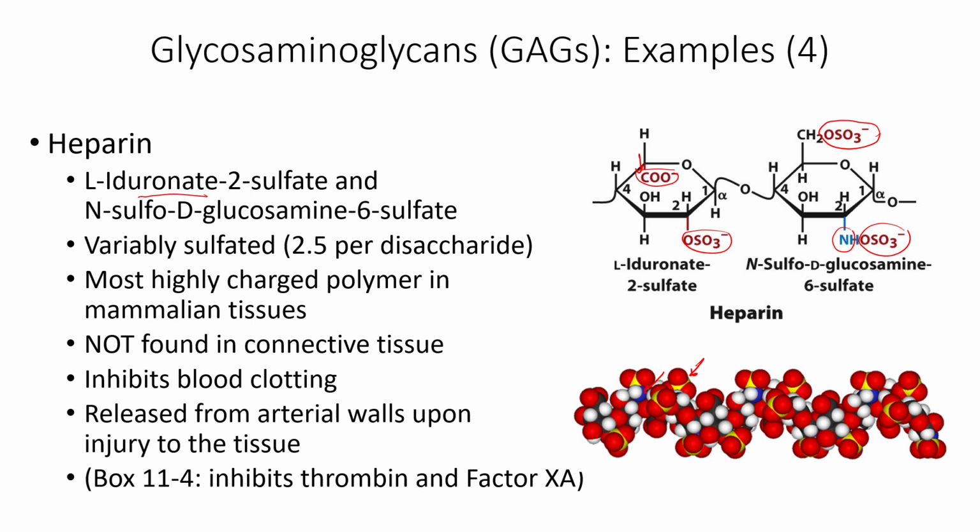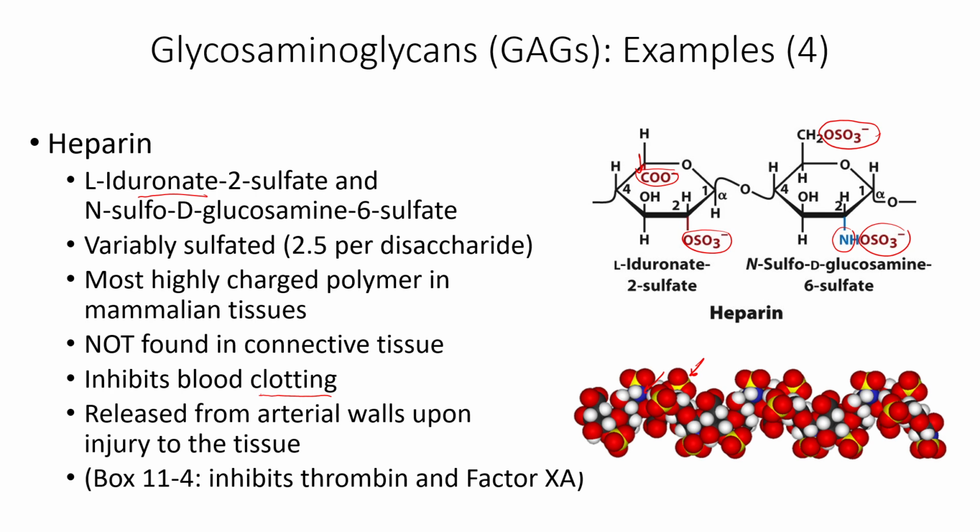So what is its function, right? So it's not found in connective tissue. Actually, what it does is it inhibits blood clotting. So what happens is when tissue is injured, heparin is released from the arterial walls. So generally of course, when we have an injury, we do need some blood clotting to prevent a massive amount of blood loss. But we don't want too much clotting, right? Because then we could have clots that end up getting loose and traveling through our bloodstream and causing trouble elsewhere. So we have this really intricate clotting cascade that controls this. And part of controlling this whole clotting process is this molecule heparin.